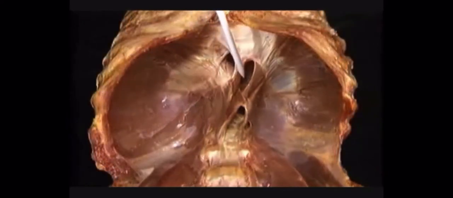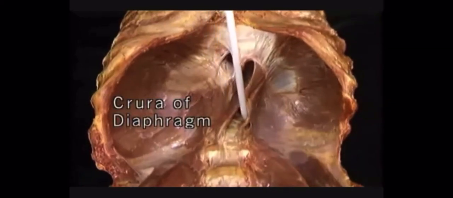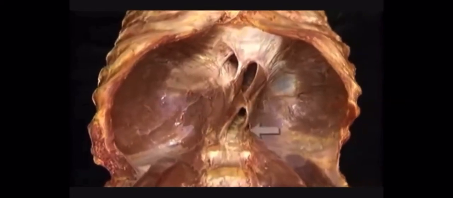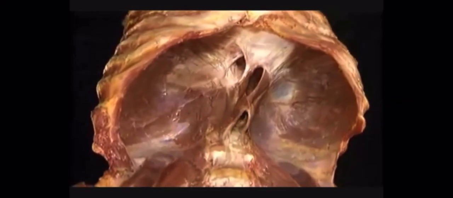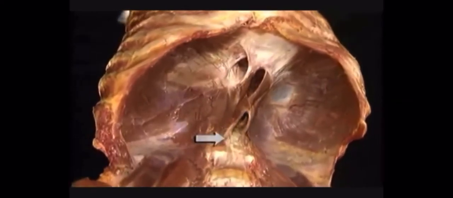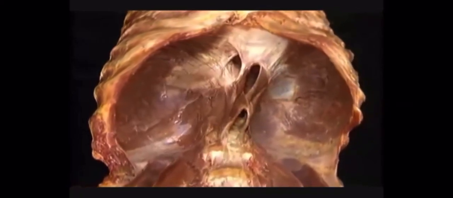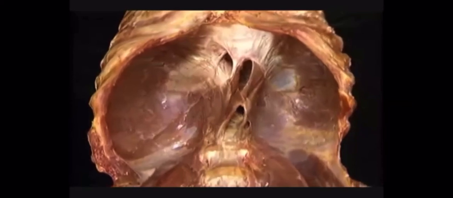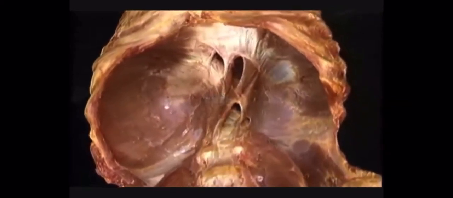On each side of these two openings, there's a thickening of the diaphragm called a crus, the plural of which is crura. The left crus arises all the way down here on the body of L2. The right crus arises even further down on L3. The two crura arch over the aortic opening, forming the median arcuate ligament. Fibers of the two crura cross over to surround the esophageal hiatus.